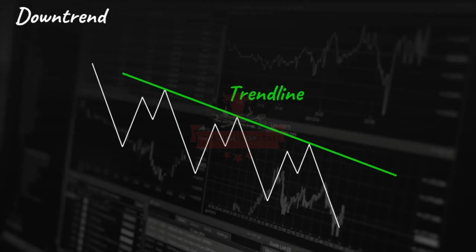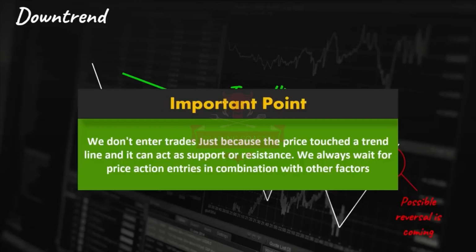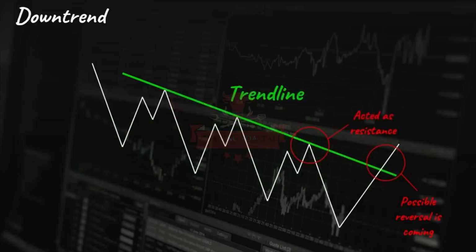Why do we draw trend lines? The first reason is trend lines can act as a support or resistance. The second reason we draw trend lines is that breaking a trend line can signal a possible trend change. Here is an important point. We don't enter trades just because the price touched a trend line and it can act as support or resistance. We always wait for price action entries in combination with other factors, which we have discussed earlier in this video.